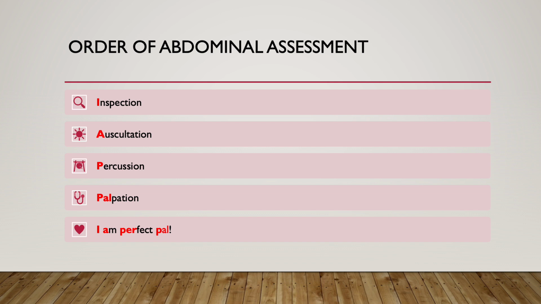Let's go over the order of abdominal assessment, because it is different than the other areas of the body. You're going to inspect like you would other areas of the body first, but auscultation is done before touching the abdomen, because touching the abdomen before you listen may stimulate activity in the abdomen, which will falsely increase your bowel sounds. Percussion helps relax the muscles of the abdomen, which is the reason it is done before palpation.